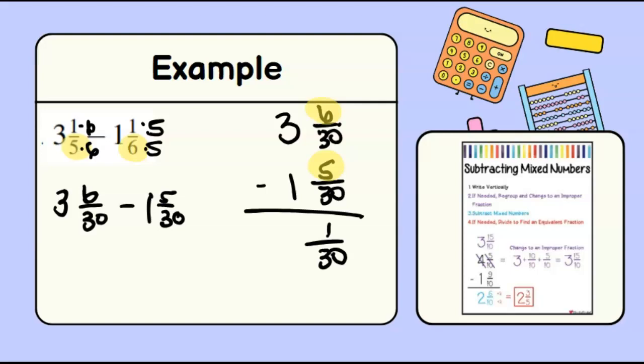Next, I'm going to subtract my integers. 3 minus 1 gives me 2. So the difference of 3 1/5 minus 1 1/6 is 2 1/30.